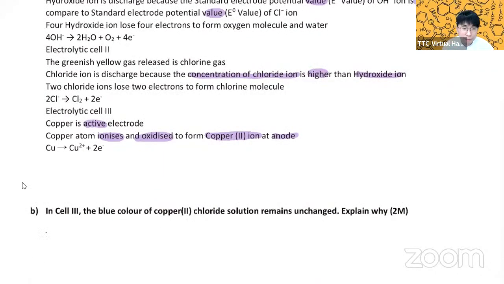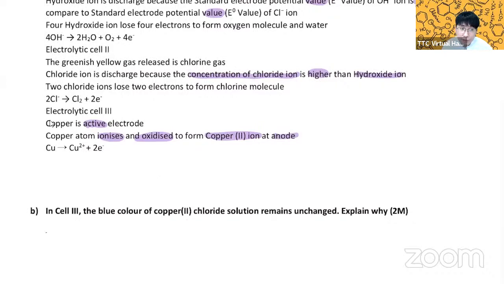Okay, we'll go one more, we'll go B. In cell three, the blue color of copper(II) chloride remains unchanged. Why? Just now we talked about blue color decreasing, blue color increasing. This case is blue color remains unchanged.